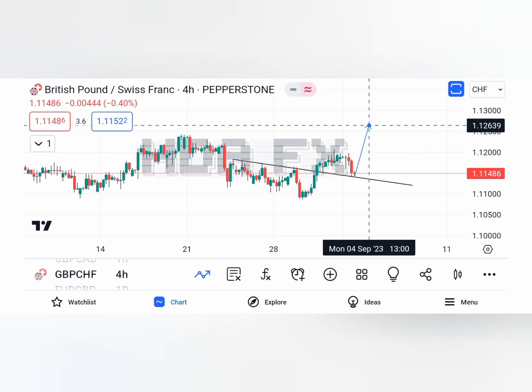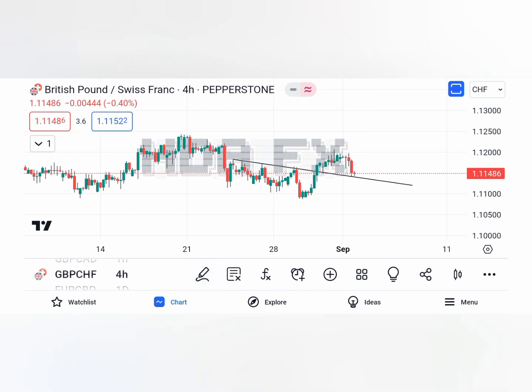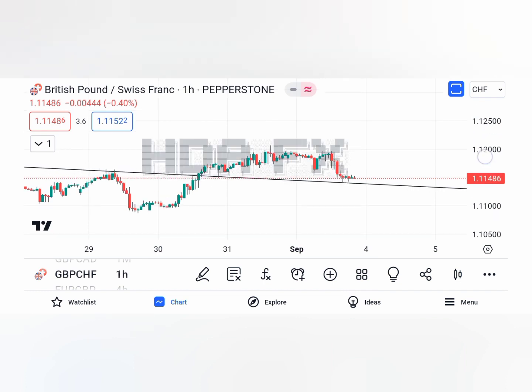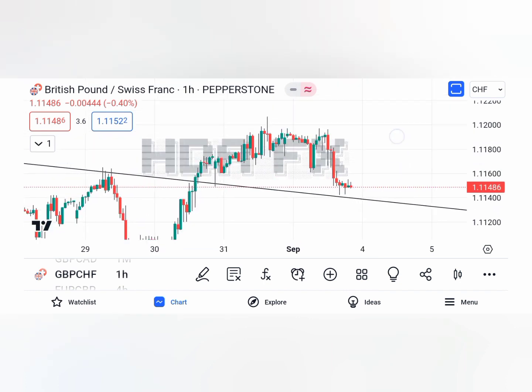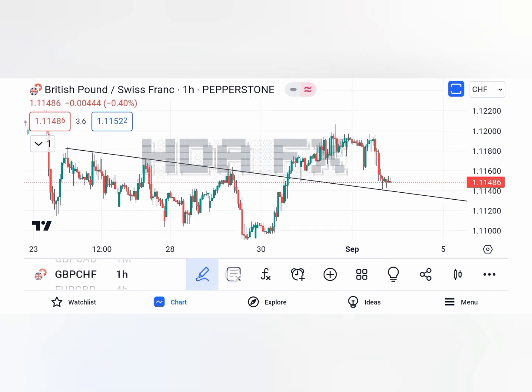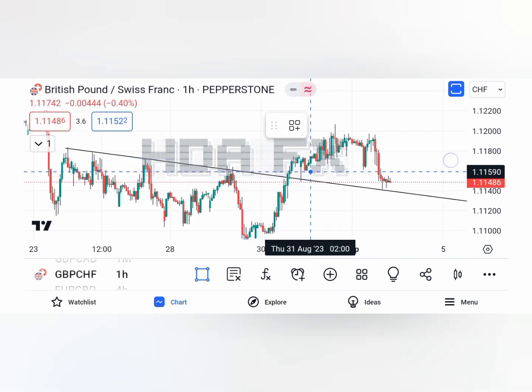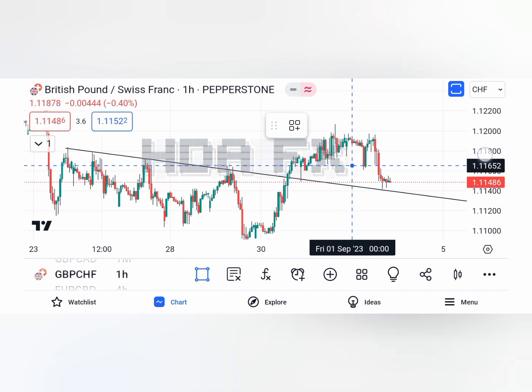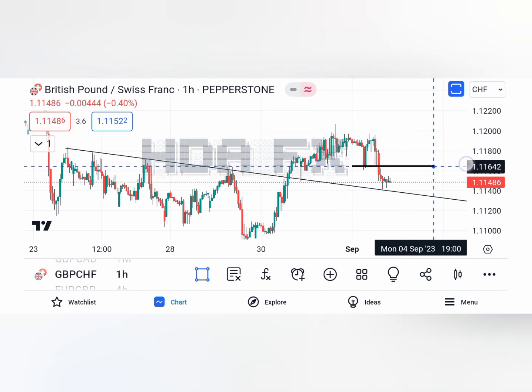But who knows? Anything can happen in the market. So let's move to the 1 hour time frame and see what we have there also. So now on the 1 hour time frame, we can spot this structure here on the 1 hour time frame.